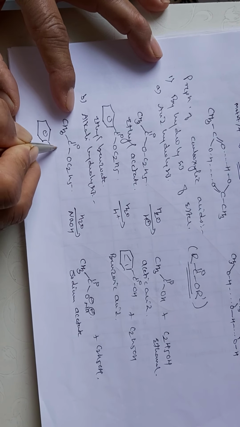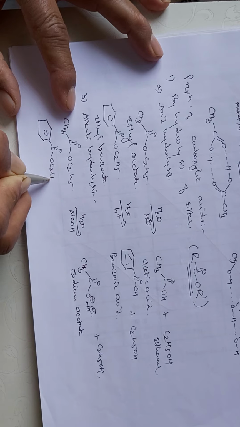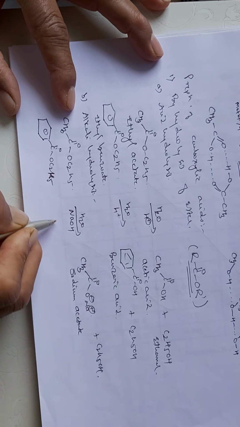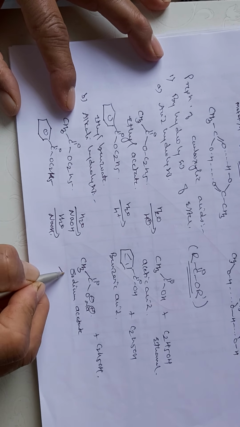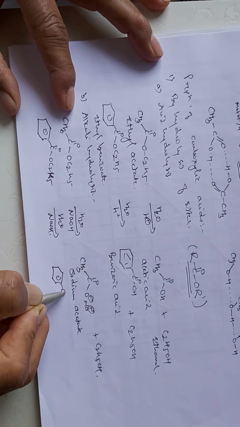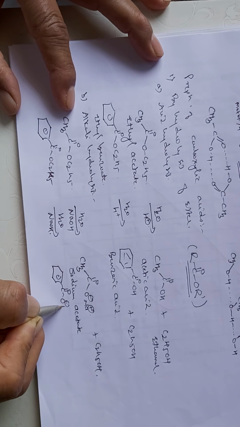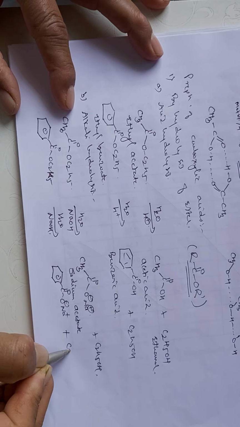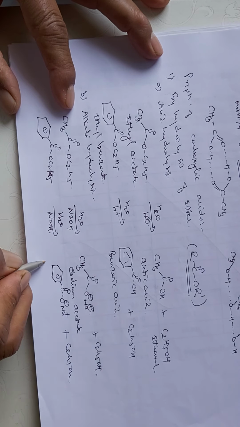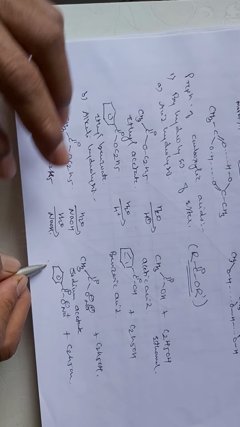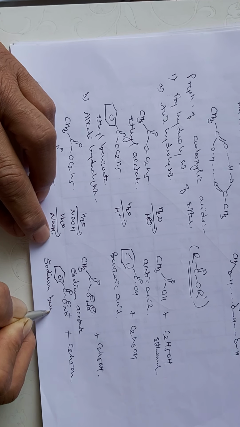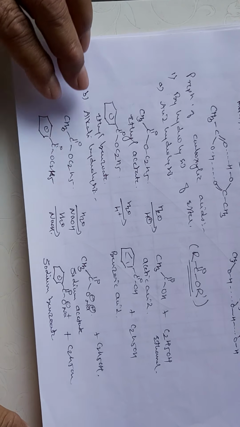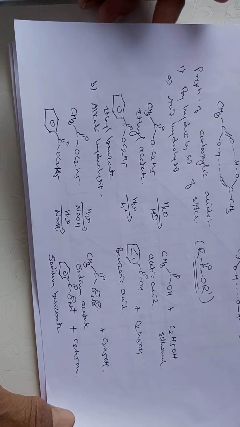In the same way, ethyl benzoate on alkaline hydrolysis will yield the sodium salt of benzoic acid and ethanol as the product. So here sodium benzoate is obtained as a product. So this was one of the methods for the preparation of the carboxylic acids from the esters.